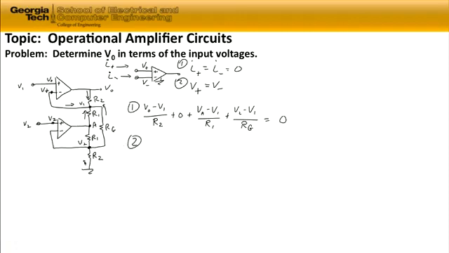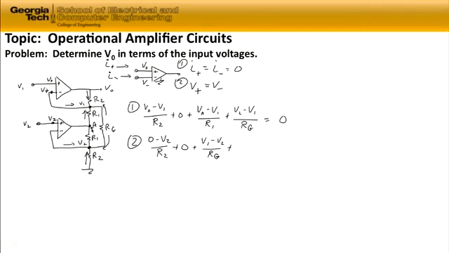Equation 2, for the node down below, summing the currents into that node: first of all, the current up through R2 is going to be 0 minus V sub 2 divided by R2. The current out of the op-amp is 0. The current down through R sub G is going to be V1 minus V2 over R sub G.